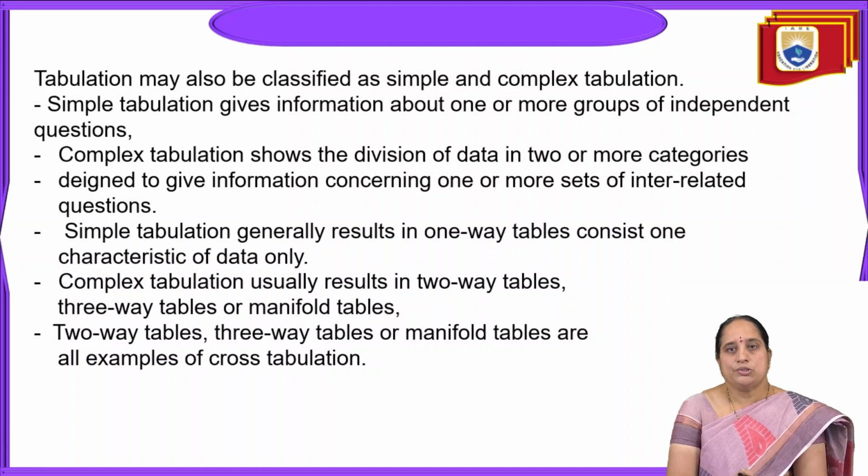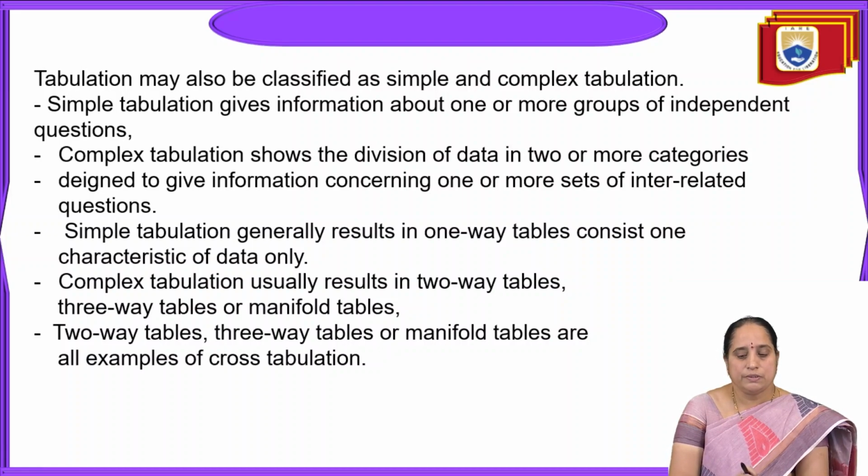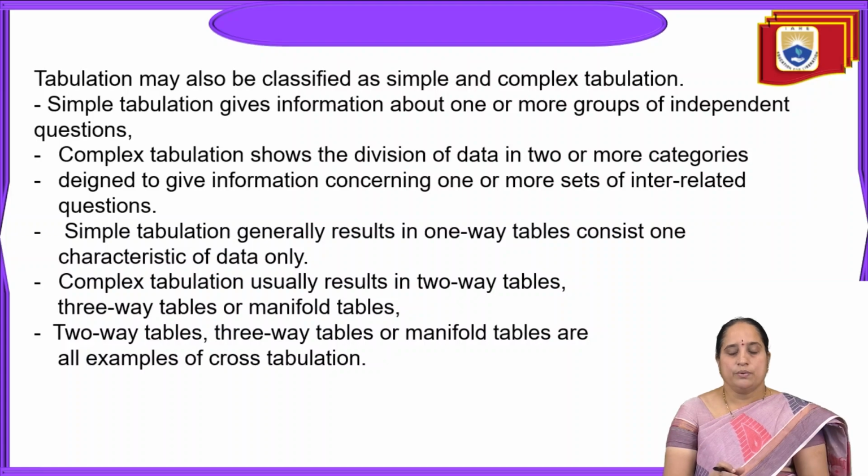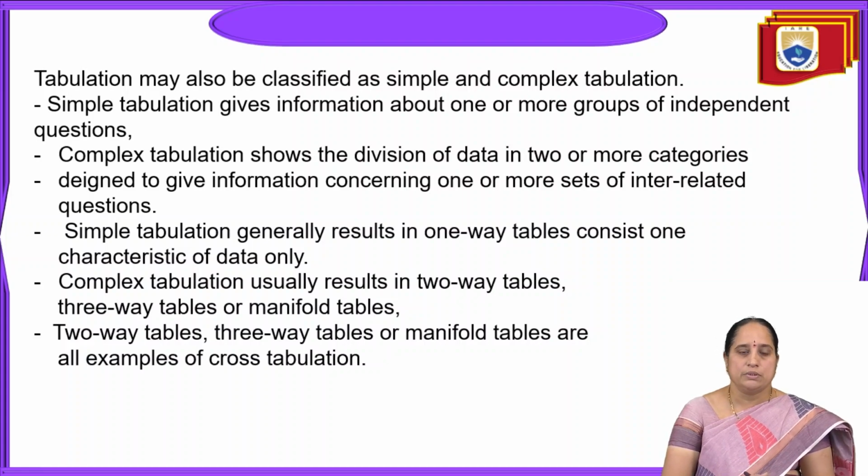Simple tabulation generally results in one-way tables which consist of only one characteristic, whereas complex tabulations result in two-way tables, three-way tables, and many-fold tables. It depends on how many classes you arrange the data into. Based on that, we classify the tables as simple, two-way, three-way, or many-fold tables. Two-way, three-way or many-fold tables are all examples of cross-tabulation.